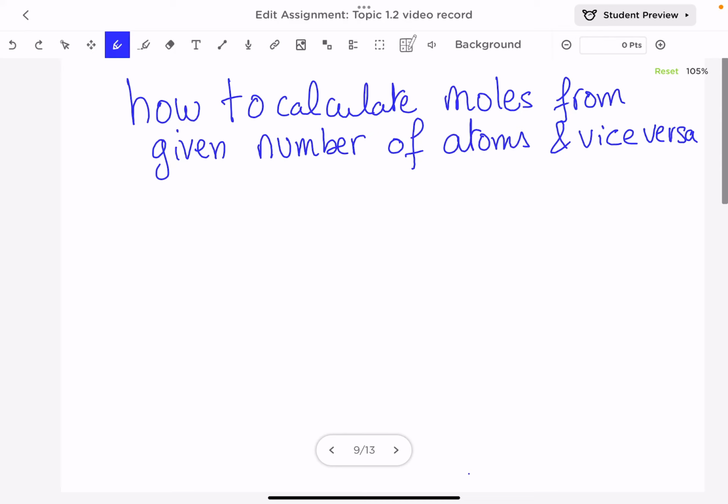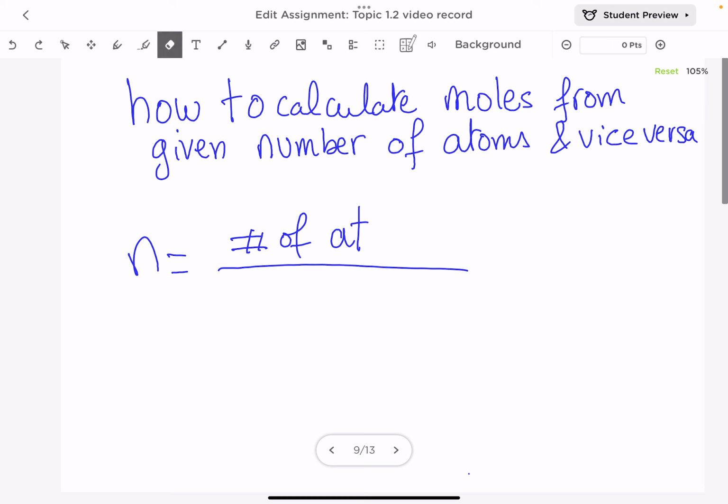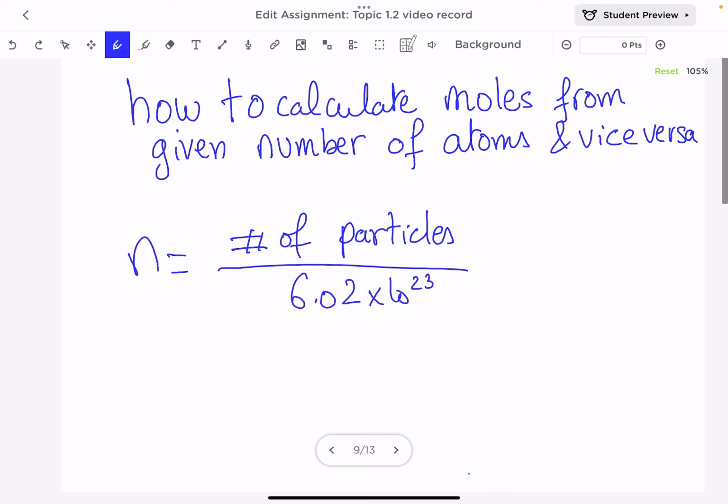Calculate moles if a given number of atoms or molecules is given and vice versa. In order to do the conversions from mole to atoms or atoms to mole, we always use this formula. Mole is equal to the number of atoms or molecules, so I'm going to name it number of particles, divided by Avogadro's number, which is 6.02 times 10 to the power 23.